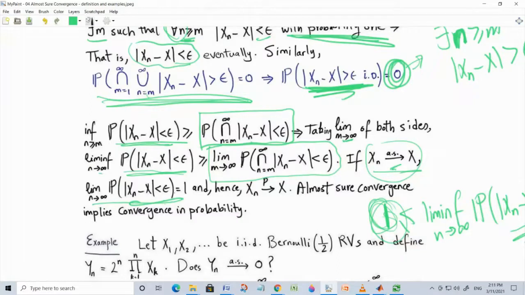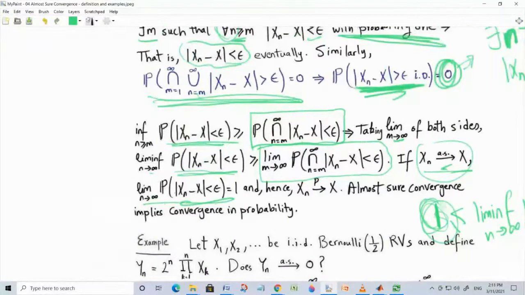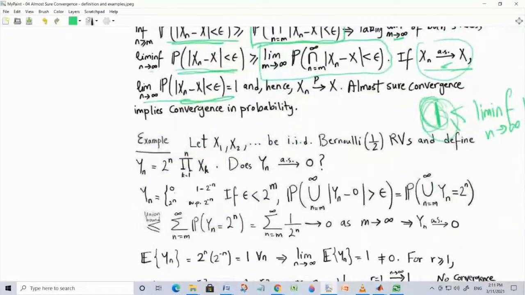What about the converse? The converse is not necessarily true. You may have convergence in probability and not have almost sure convergence. But almost sure convergence will automatically give you convergence in probability. So again, a nice result.